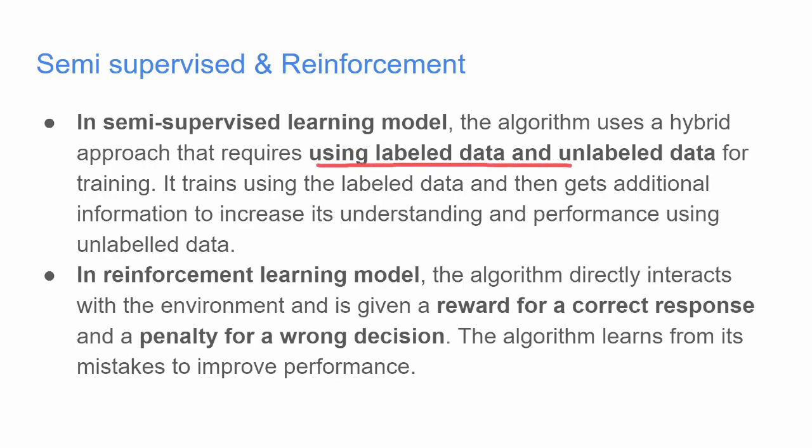So using labeled data and unlabeled data. When it comes to supervised, it uses only labeled data. When it comes to unsupervised, it uses unlabeled data. When it comes to semi-supervised, it uses both the labeled data and unlabeled data for training. So it trains using the labeled data and then gets additional information to increase its understanding and performance using unlabeled data. So it's like a combination of both supervised and unsupervised machine learning algorithms. So that's called a semi-supervised machine learning algorithm.